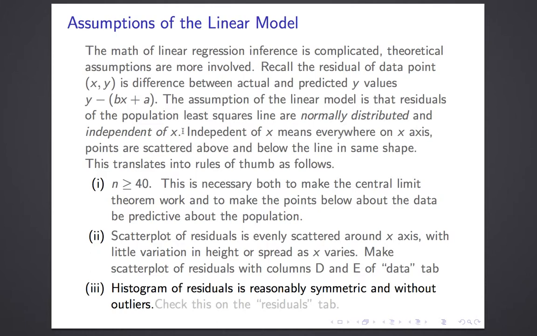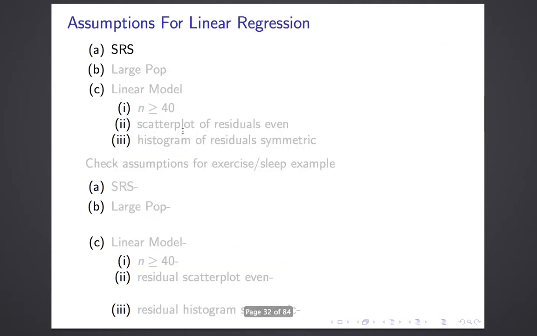And then to see that the residuals are normal, we don't need them to be actually normal, as the assumption is. It's enough if they're reasonably symmetric and without outliers. And that is built into the residuals tab. So I will show you how to do this when we get to it.